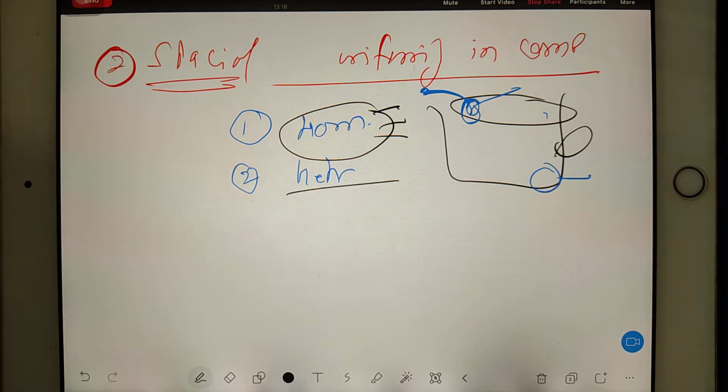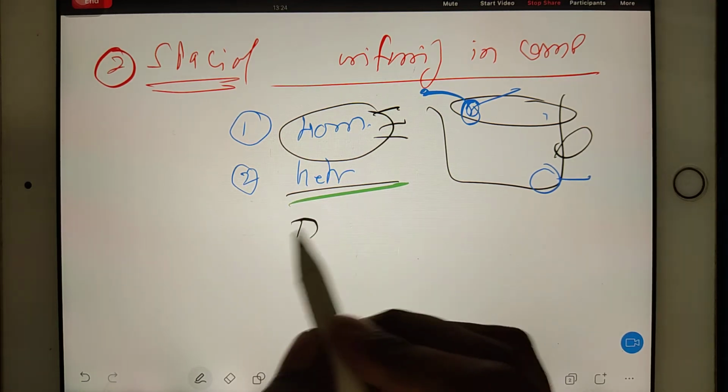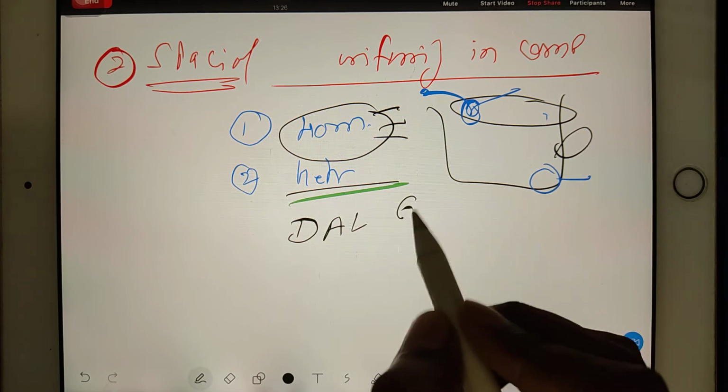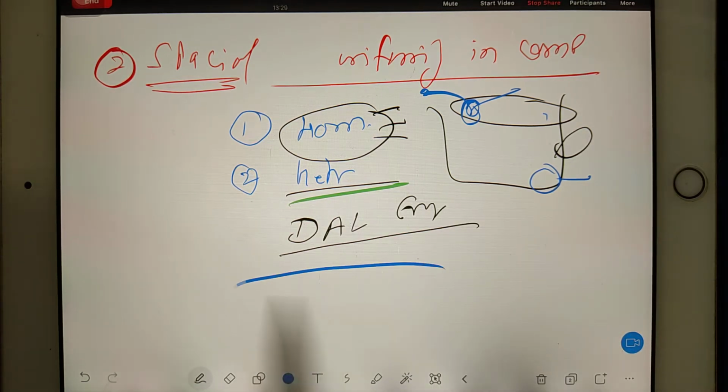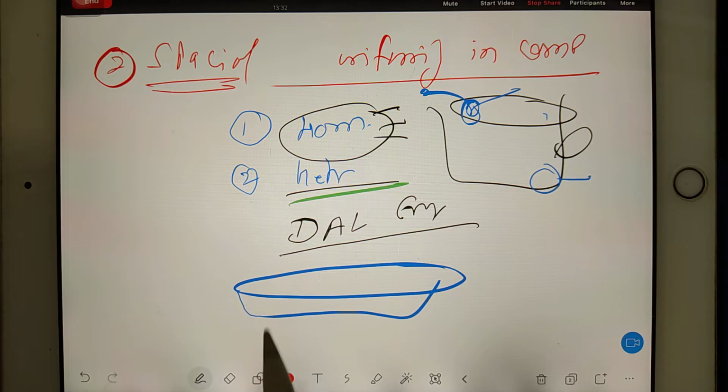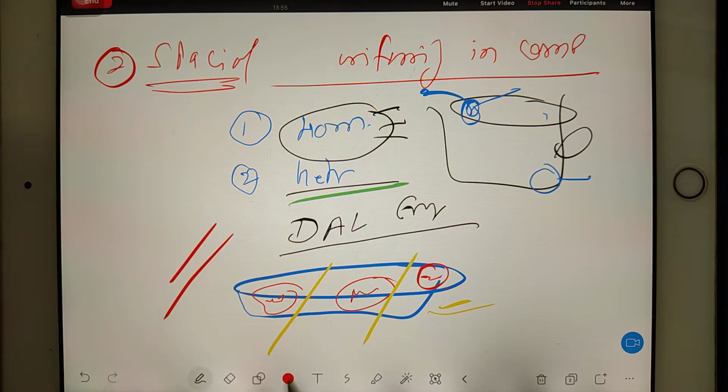But the other thing is heterogeneous. As an example, take dal fry. In a plate you have dal fry. Here you may have a piece of tomato, here onion pieces, here some dhania, which means coriander. So everywhere your content is not the same. So it is a heterogeneous mixture. I hope it's clear. Whatever we are going to discuss, homogeneous system and heterogeneous system, they are actually based on the phases also.